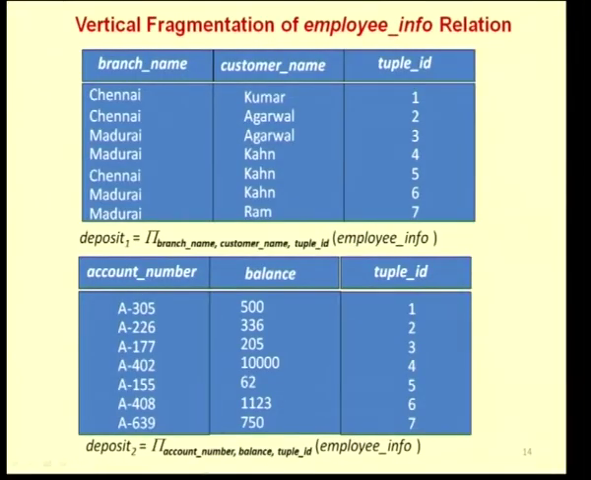Vertical fragmentation, you can fragment it this way. Remember, you had account number, branch name and balance. So, here you can have branch name, customer name and tuple ID, and you can have account number, balance and tuple ID. So, this is deposit 1 and this is deposit 2. This is a vertical fragmentation of the employee information relation. So, this is one way of doing this.